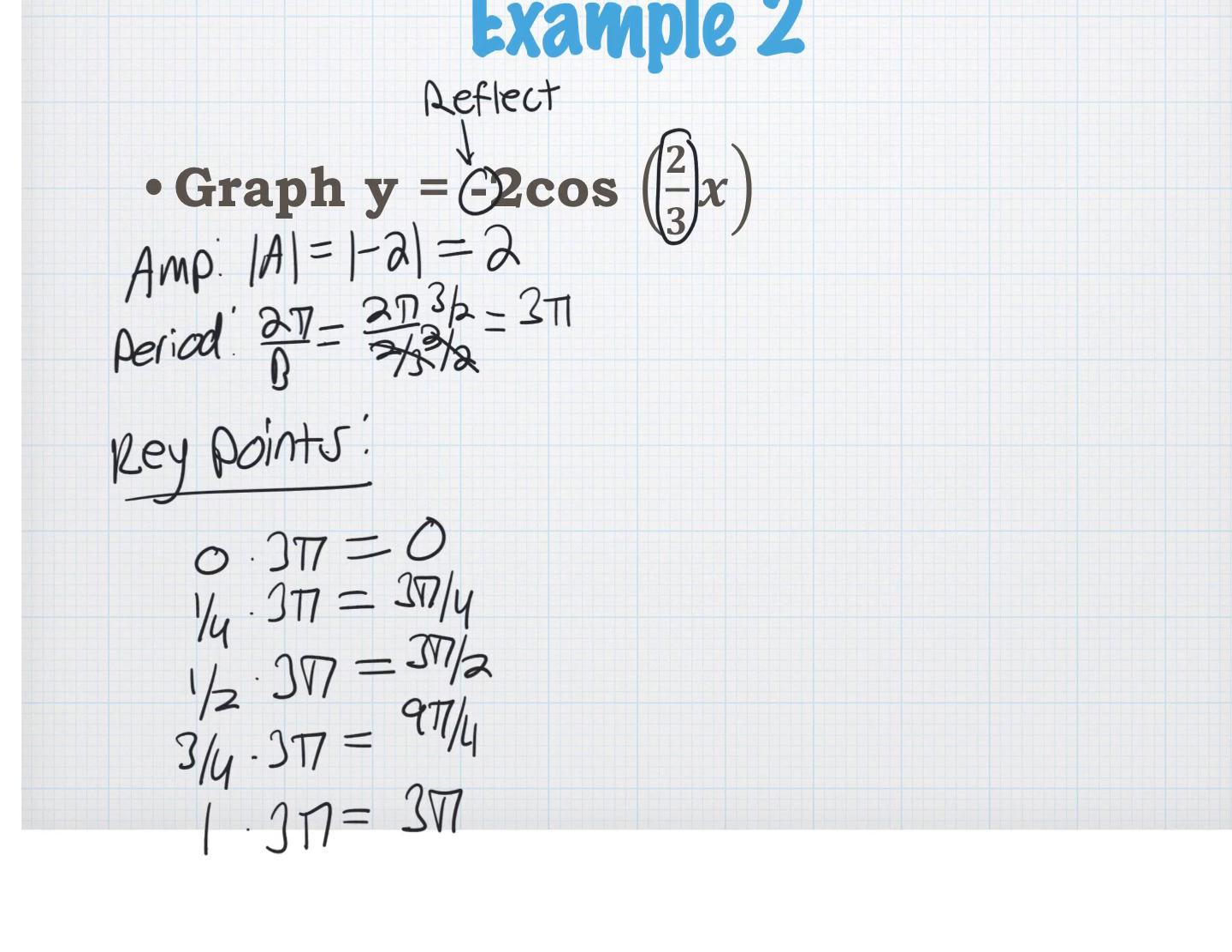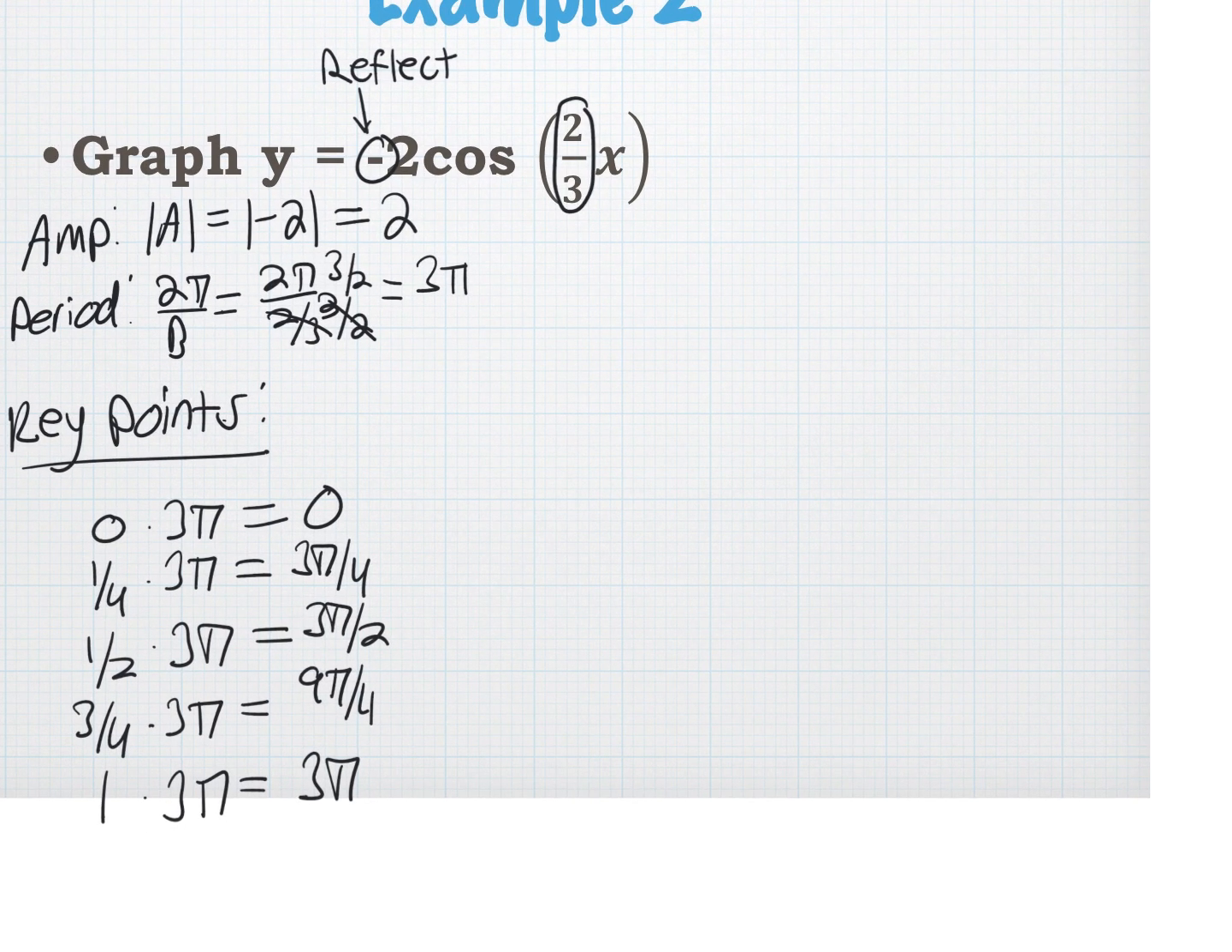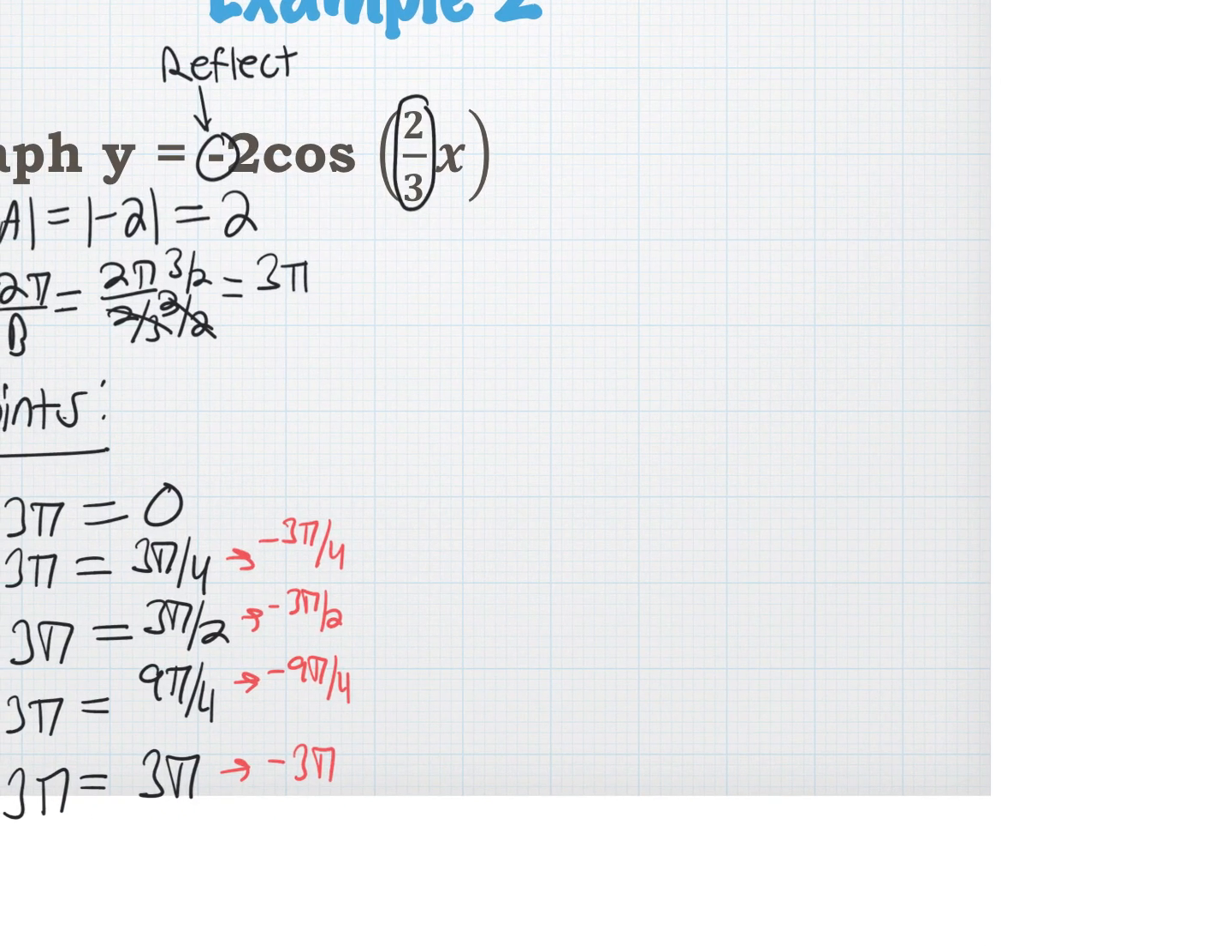All right? And then once again, you want to make sure that you're plotting the opposite as well, just so that you have enough information to graph, right? The negative of this is going to be negative 3 pi over 4, negative 3 pi over 2, negative 9 pi over 4, and then negative 3 pi. All right? So now let's plot all of this information on the graph.